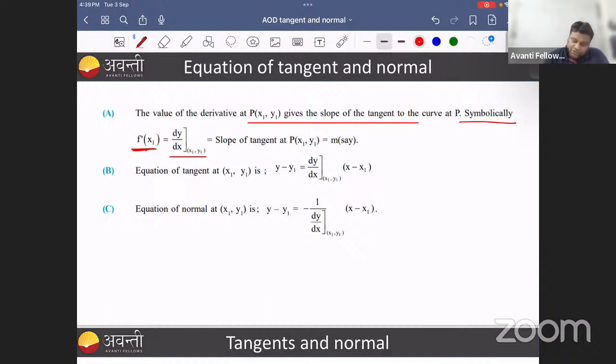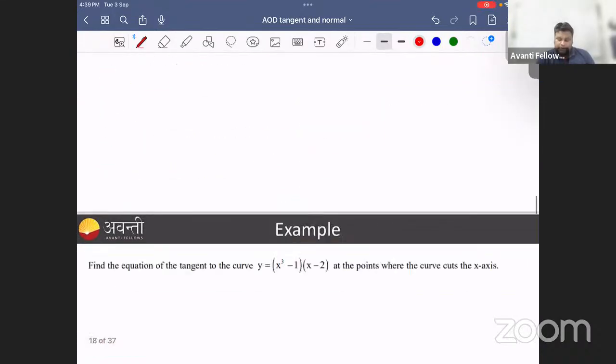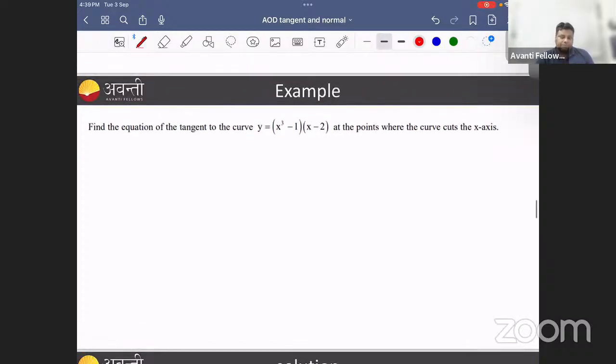And then in that case, the equation of the tangent is what? y minus y1 is the slope into x minus x1. So the equation of the tangent will be y minus y1 equals slope into x minus x1. The equation of normal is y minus y1 equals minus 1 upon dy by dx into x minus x1. Got it? So these are the tangent and the normal equations. Got it? Now see a simple example.